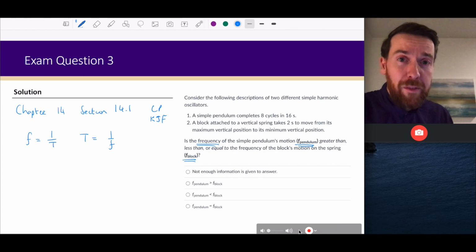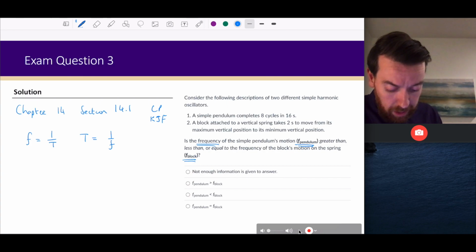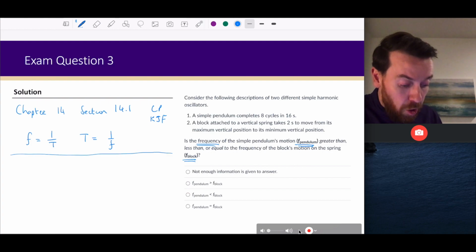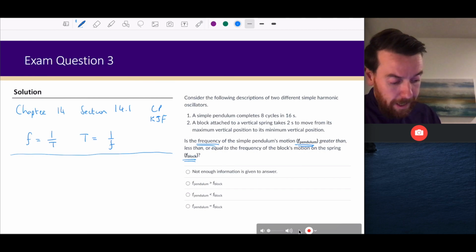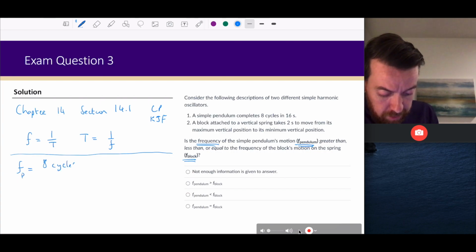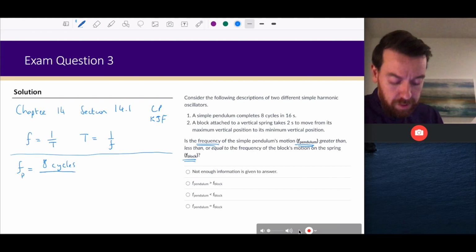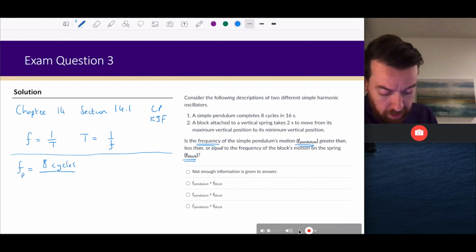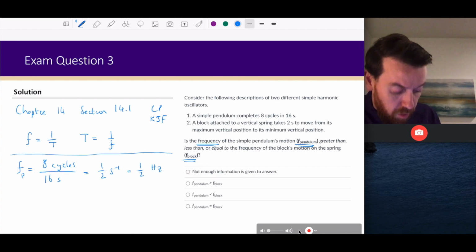So the information given with the pendulum, we can immediately determine its frequency just by dividing the number of cycles by the time. So the frequency here of the pendulum, and let's use P here, 8 cycles. A cycle is not a unit, so that's sort of a revolution or a full complete cycle, divided by 16 seconds. So this leaves us with half an inverse second, or that's equivalent to half a hertz, or 0.5 hertz.